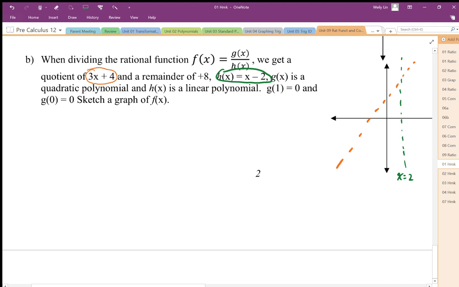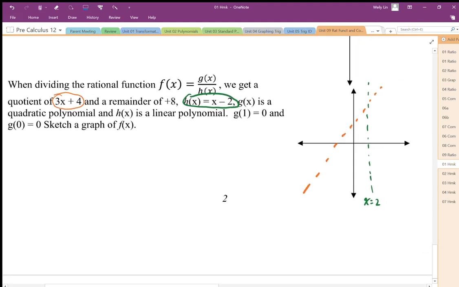And we've been given some other information here, that the remainder is plus 8. Well, the remainder of plus 8 is redundant information, since we can get this from other places, but it indicates that with a positive remainder, we're going to have it along this positive diagonal. So we know the function must be in this area here. We can also determine this by the other parts of information.